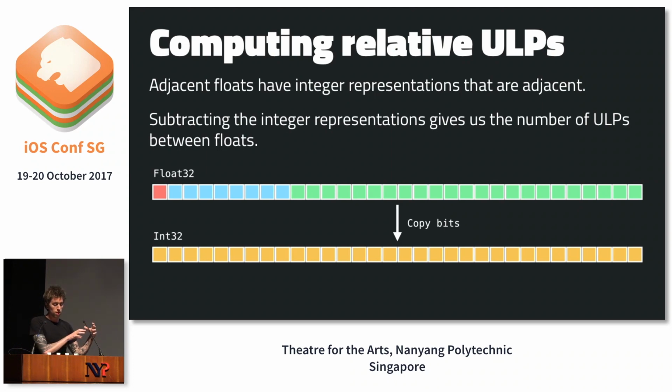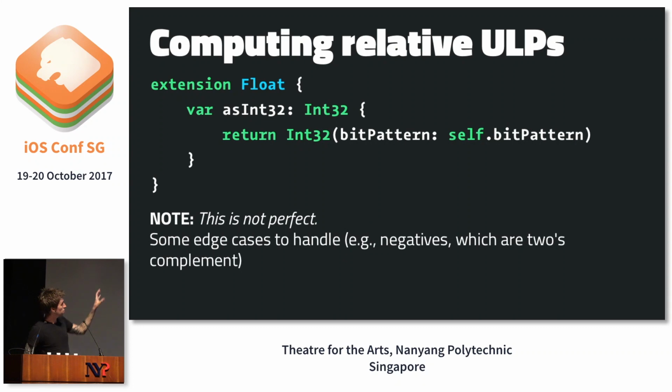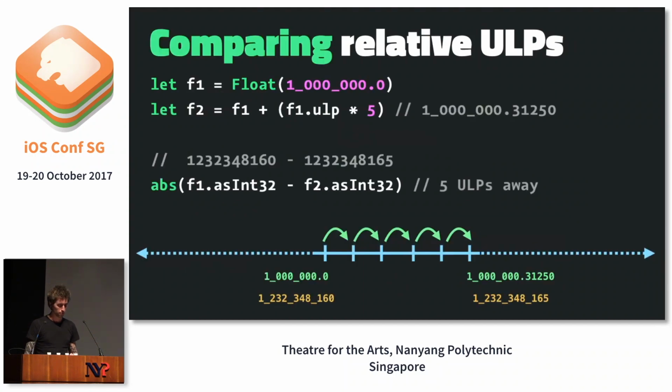Adjacent floats have integer representations that are also adjacent. So let's assume that 1.0 and 2.0 are next to each other. Then the bit patterns for those integers 1 and 2 should be the same. So we can actually just copy the bits from our floating point value into an integer. Swift lets us do that pretty easily. We can access the bit pattern and create an Int32 from that bit pattern. There are some edge cases to handle here, but we'll keep this simpler.